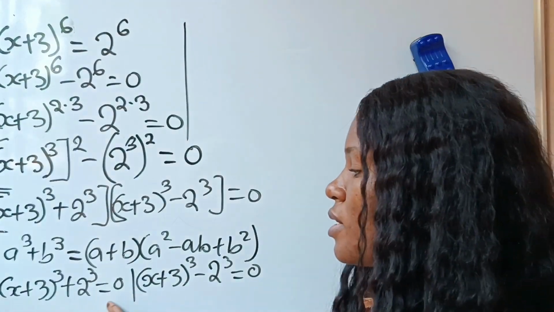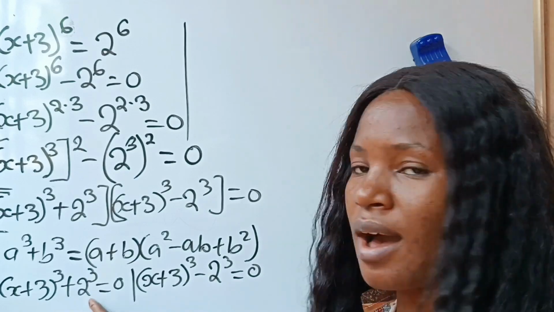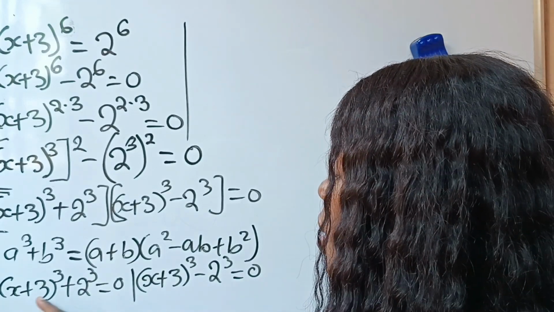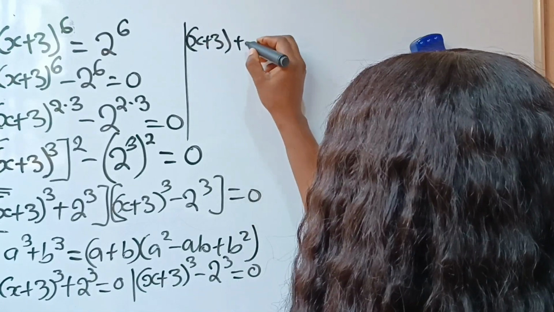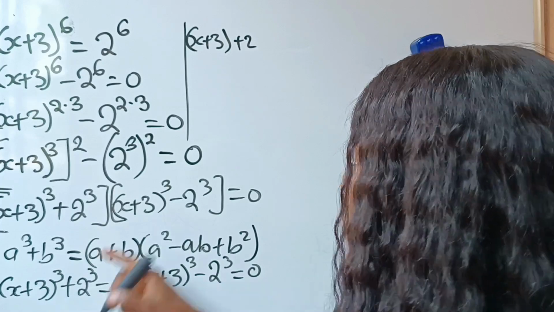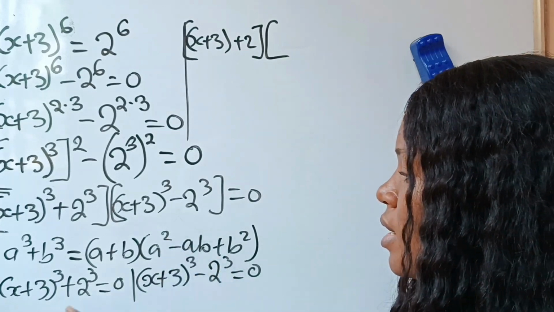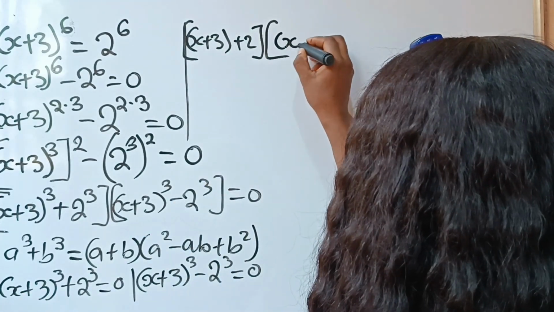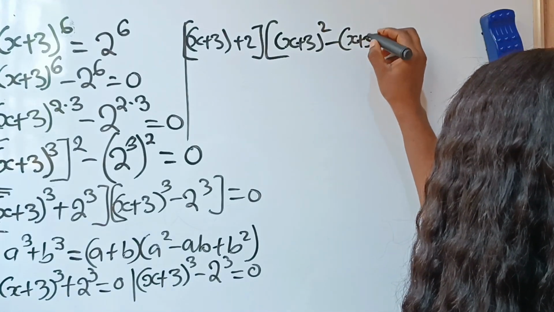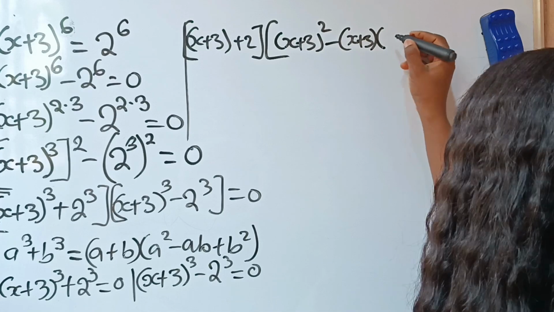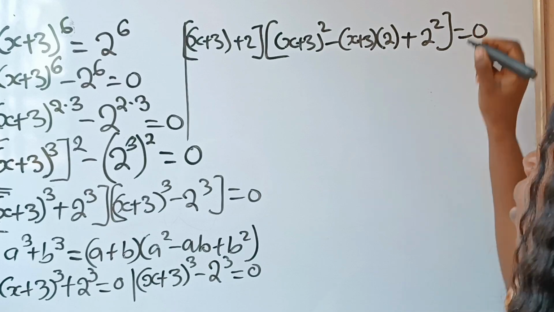All right, now let's solve this first one using this particular identity where this is our a and this is our b. If we do that, it's going to be a + b, that is (x + 3 + 2), multiplied by a squared, that is (x+3)², minus ab, that is (x+3) multiplied by our b, which is 2, then plus b squared, that is 2², is equal to 0.